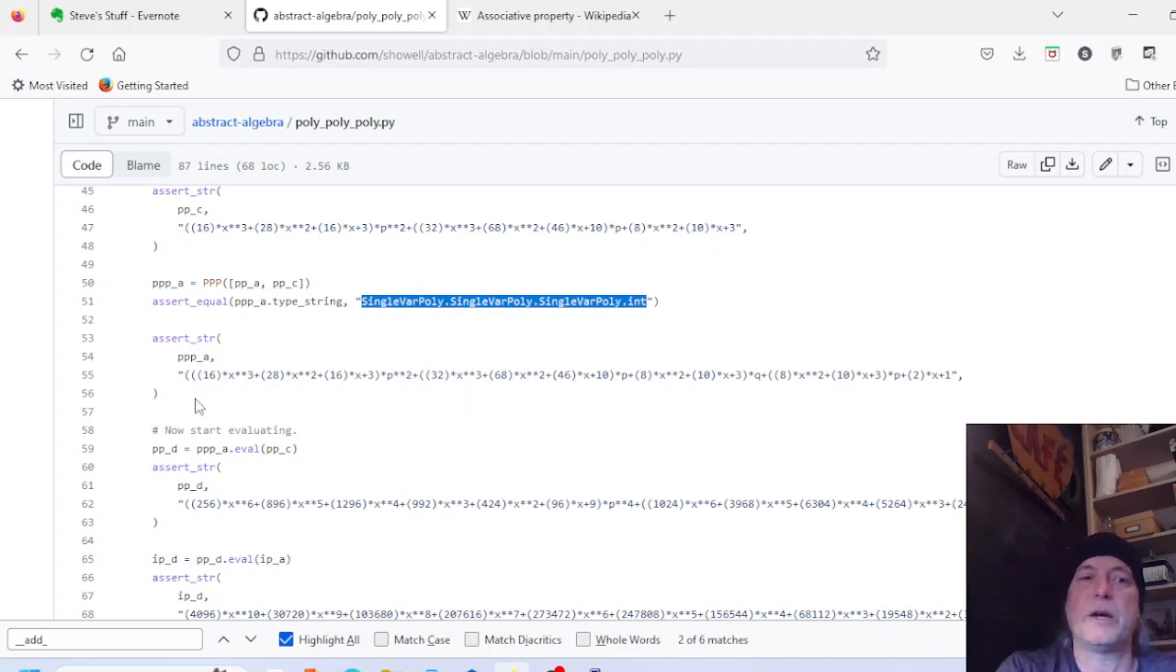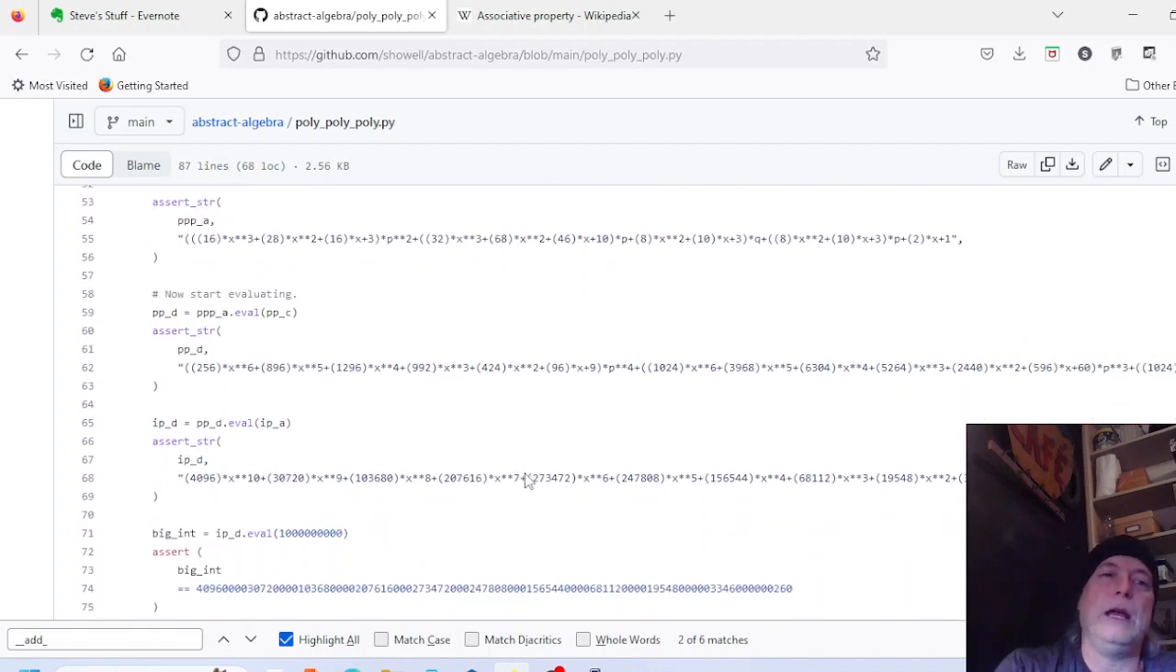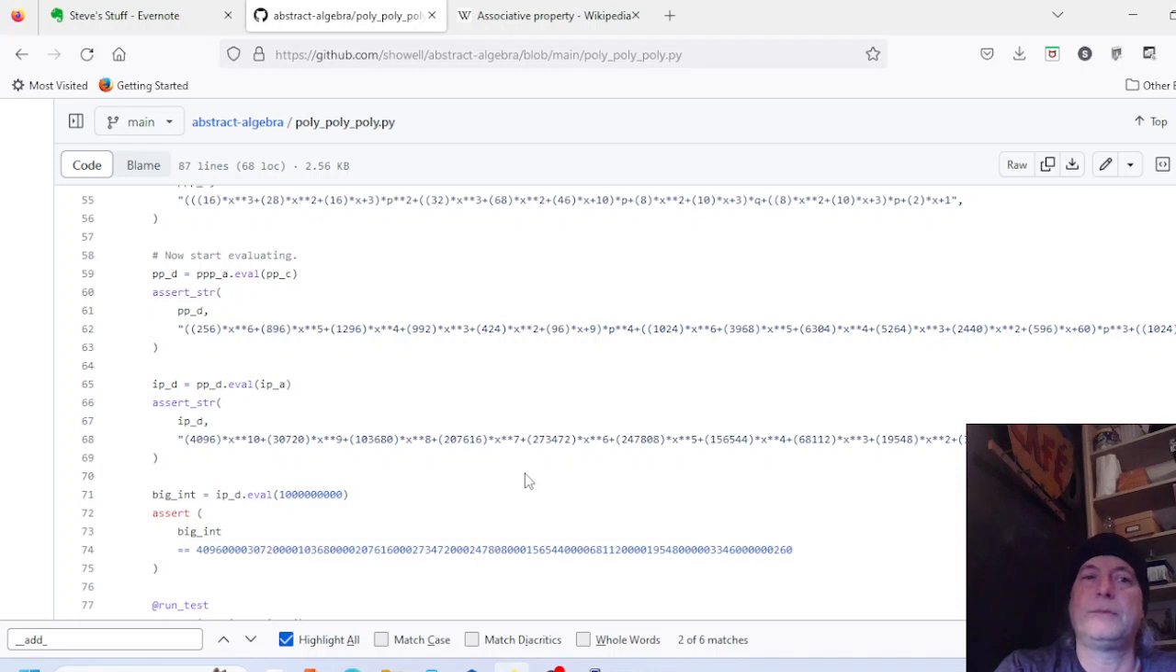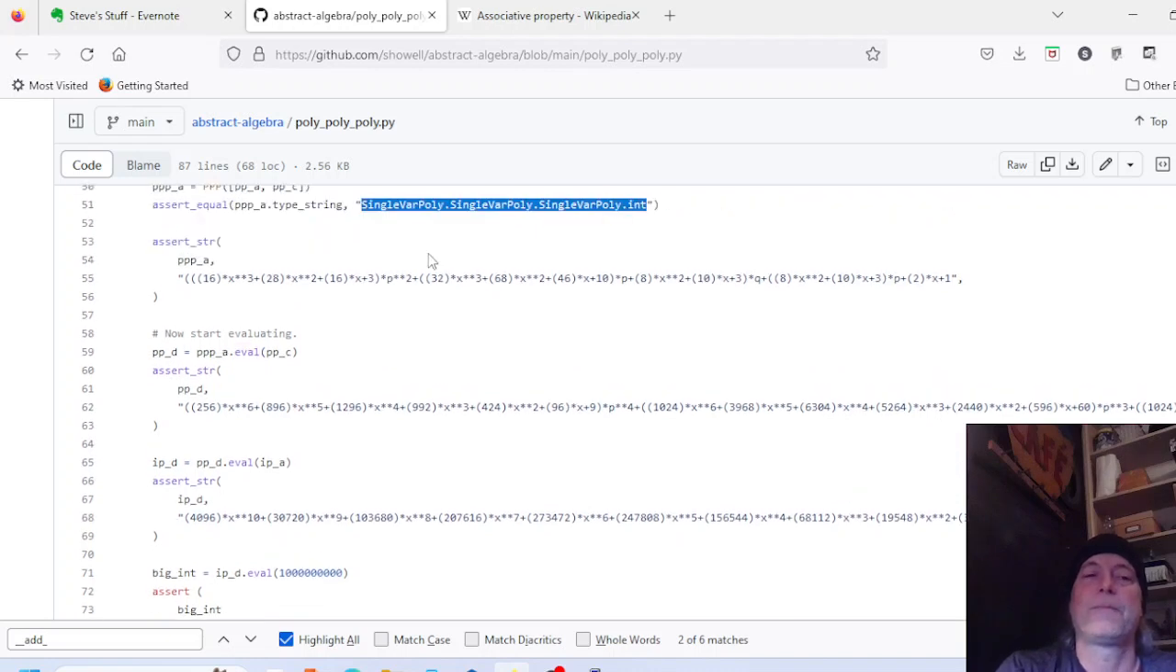So here we get this expression for PPPA, and it's a polynomial in terms of Q whose coefficients are, it's really hard to see this. Whose coefficients are in terms of P, and those P-based polynomials have coefficients that are polynomials based in X. And then we start evaluating the polynomial. And this, I promise you, is the most complex step.